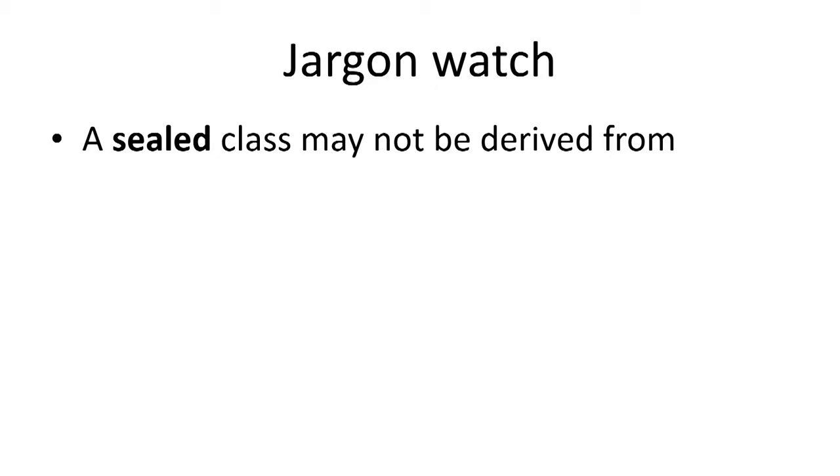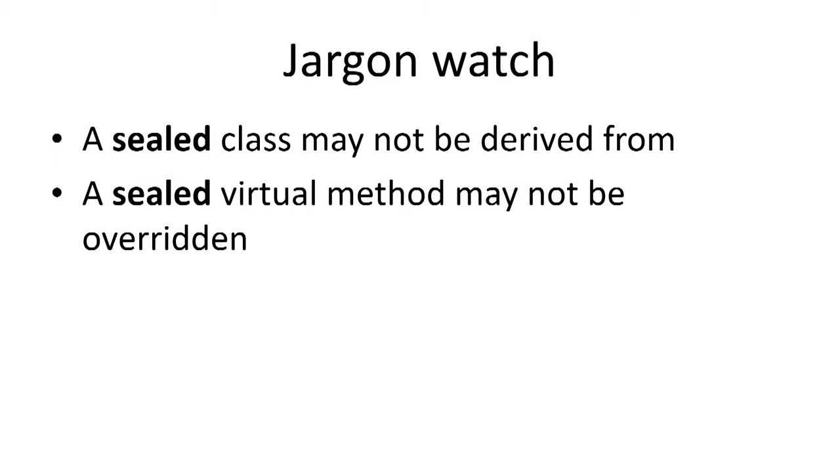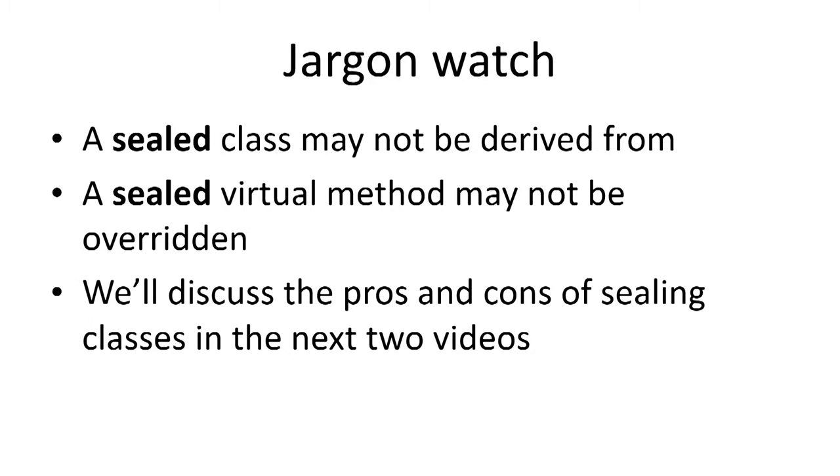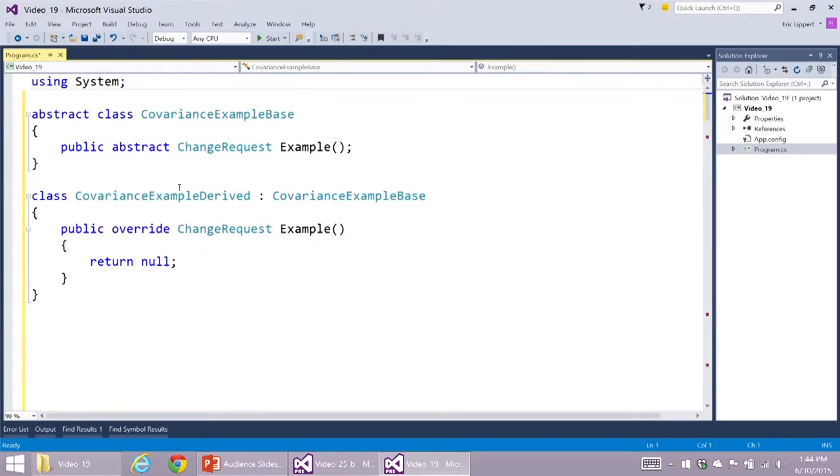Summing up, sealed types. A sealed class cannot be derived from. A sealed virtual method cannot be overridden. And we'll discuss all of this more over the course of the next two videos. So finally, one more thing. I said when we started here that I was going to talk very briefly about a highfalutin feature called return type covariance. I want to give you a quick example of what that is.